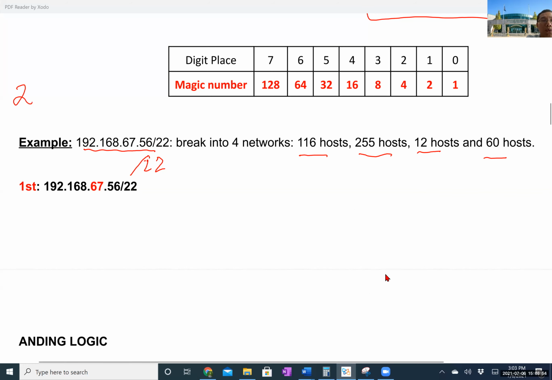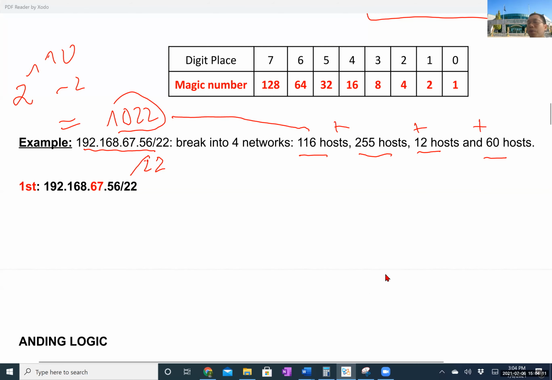So we have 2 raised to the power 10 minus 2. So in total you have 1022 usable addresses. If you have 1022 usable addresses, it's able to support all of them when you add them together, right? So the first thing you have to clarify is whether you have enough IP addresses or not. In total you have 1022 usable addresses, which is enough to support all of them. That's the first thing.